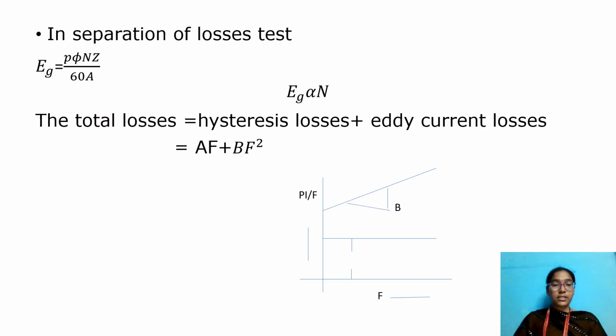In the separation of losses test, Eg equals P phi N Z by 60A. By this, we can write that Eg is directly proportional to N. If Eg increases, N decreases, and if N decreases, the frequency decreases. The total losses equal hysteresis losses plus eddy current losses, that is AF plus BF square. By this diagram, we can write AF plus BF square.